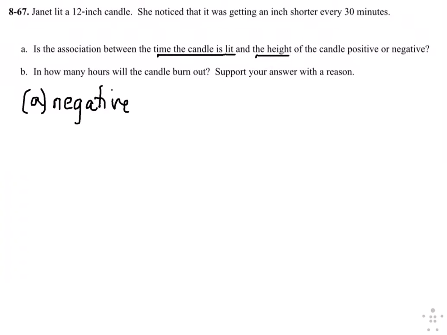Okay, and B says, in how many hours will the candle burn out? Support your answer with a reason. So, I don't know, we could set up a proportion, right? This is B, right? So, it gets 1 inch shorter every 30 minutes, and I'll just change that into hours, right? So half an hour. And again, that's not a valid fraction, but it's okay for a proportion.